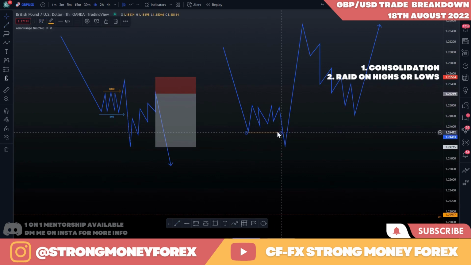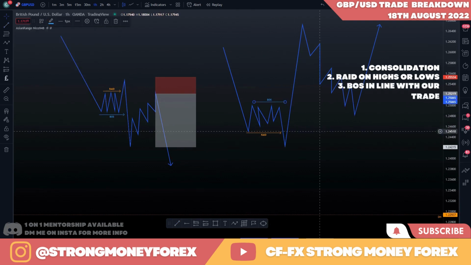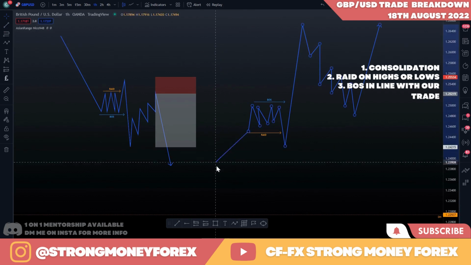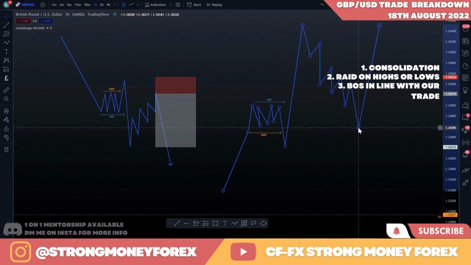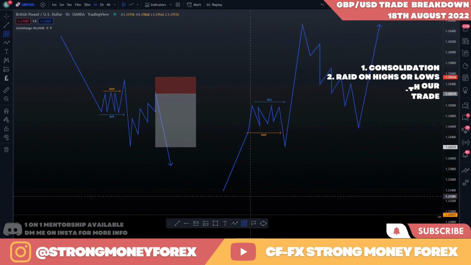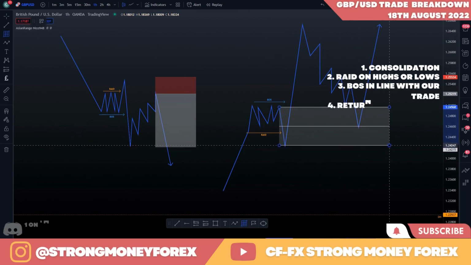Once we've had a raid on the highs or the lows, we're looking for a break of structure in line with our higher time frame bias. Okay, so this might be coming up from like that. Okay, we're looking for a break of structure in line with our higher time frame bias, and then we're looking for price to come back into at least 50% of the last move.